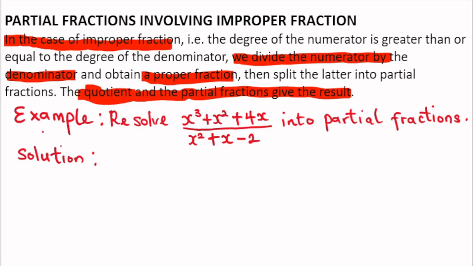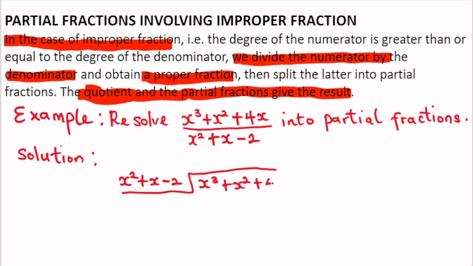Now let's solve the question on the screen. It says, resolve x cubed plus x squared plus 4x over x squared plus x minus 2 into partial fractions. The first step is to divide, and just like I said earlier, we're going to be dividing using the long division method. So here we input the denominator, which is x squared plus x minus 2, and here we input the numerator, which is x cubed plus x squared plus 4x.